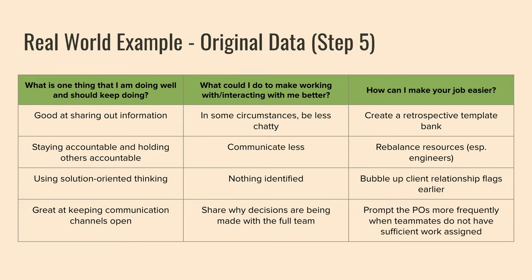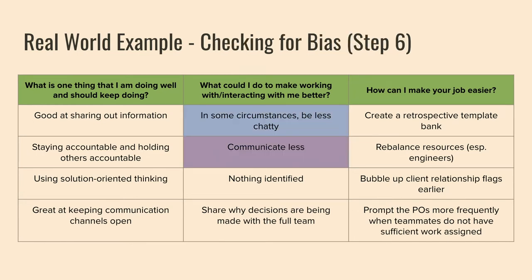So you can see there's a variety of things in here, but this is just step five. This is compiling. So now we're going to check for bias. I highlighted two. The blue one, which I don't know if you can see it very well, this is my bias. I'm controlling for myself here. And purple is someone else. I'm controlling for their bias in this one. So, in some circumstances, be less chatty. Wow, okay, fine. That's cool, I guess. I kind of like talking, but you know what? That's valid, right? That's a very valid statement. And that was probably pretty hard for the person who said that to say that to me, right?